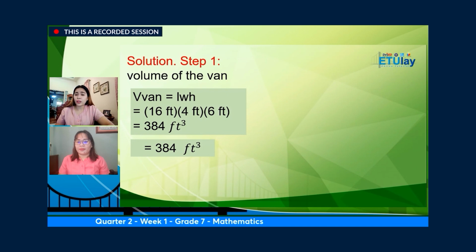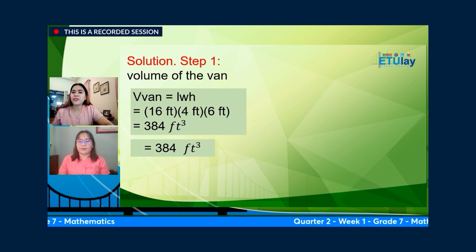Okay, for step 1, we have to find first the volume of the van. So V1, or V sub 1, for the volume of the van is equal to length times width times height. And that would be 16 feet times 4 feet times 6 feet, and that is 384 feet cubed. That would be the volume of the van. Did you get the same answer? Very good.